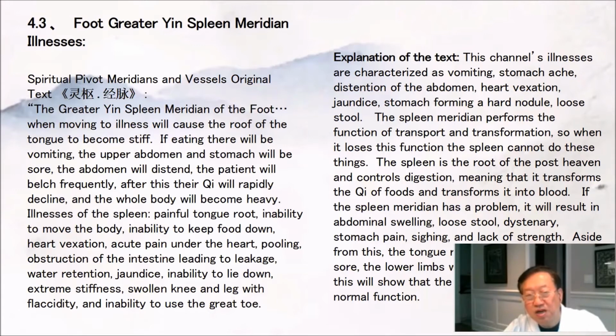Illnesses of the spleen include painful tongue root, inability to move the body, inability to keep food down, heart vexation, acute pain under the heart, pooling obstruction of the intestine leading to leakage, water retention, jaundice, inability to lie down, extreme stiffness, swollen knee and leg with flaccidity, inability to use the great toe.